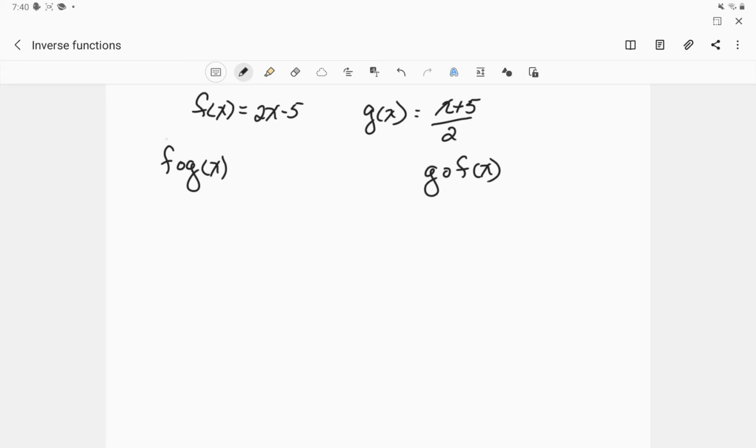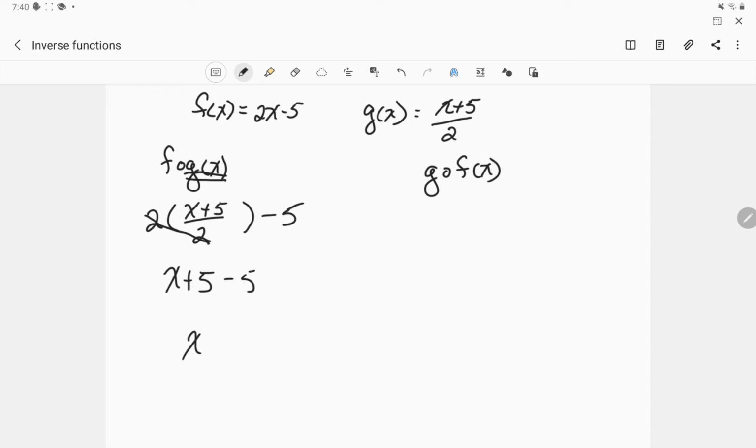So really quickly, if we do this, f of g means we take the f function, which is 2 times a variable minus 5. But the variable is x. What am I replacing x with? I'm replacing x with g of x, which is (x plus 5) over 2. Now, if I simplify that, these 2's will cancel, and I have x plus 5 minus 5, which is just x. So it worked for f of g.